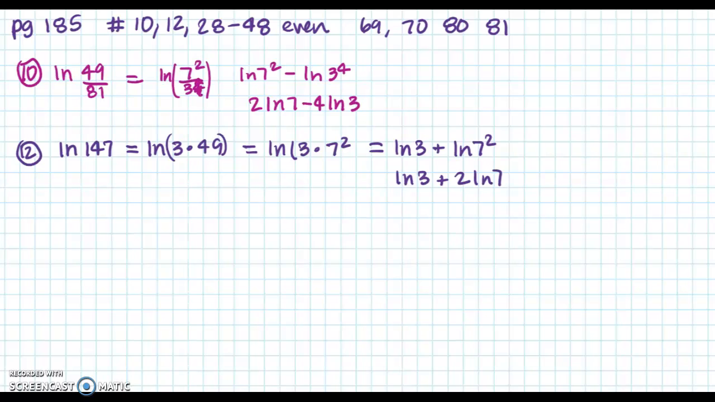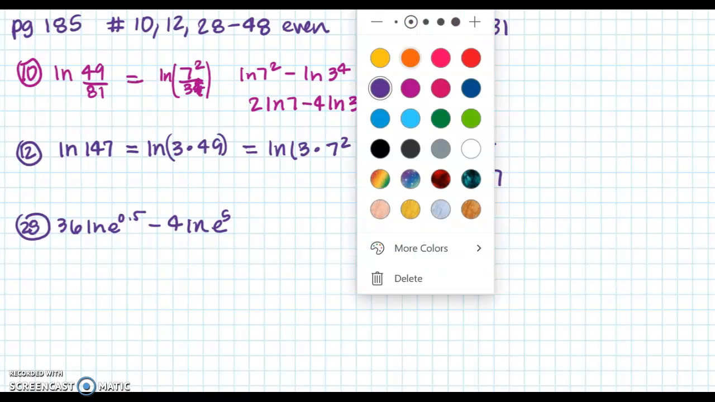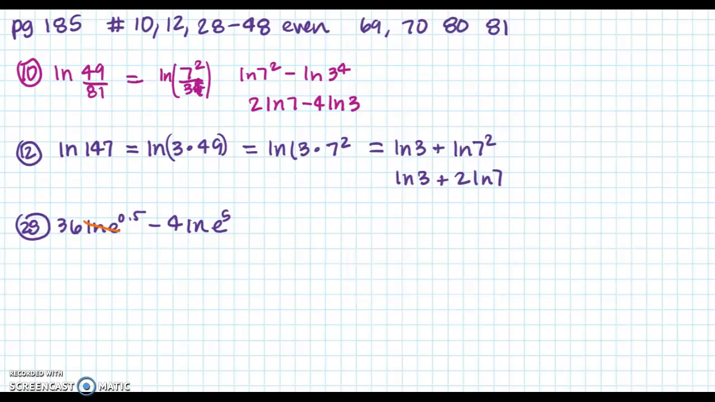Problem 28 says evaluate the logarithm. And so we have 36 ln of e to the half minus 4 ln of e to the 5th. So it's important to realize that when the log and the base are the same, they cancel. So this cancels, and that cancels. And so when you're canceling, you're left with 36 times a half minus 4 times 5. So 36 times a half is 18. And so 18 minus 20 is negative 2.